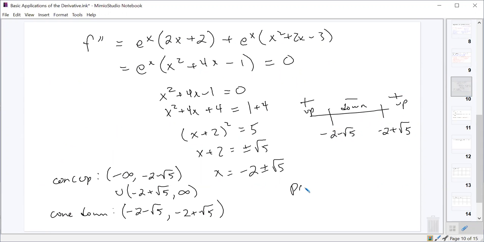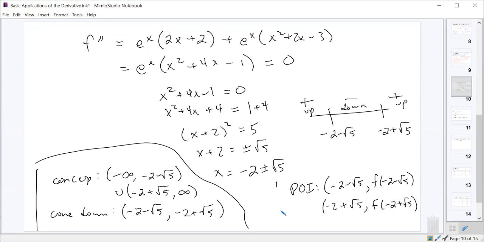So, our points of inflection are negative 2 minus root 5, f of negative 2 minus root 5, and negative 2 plus root 5, f of negative 2 plus root 5. You could figure out what those are if you really are desperate to know, but concept-wise, it doesn't really matter. You can plug those into the original function and figure it out. Any questions or issues with that?